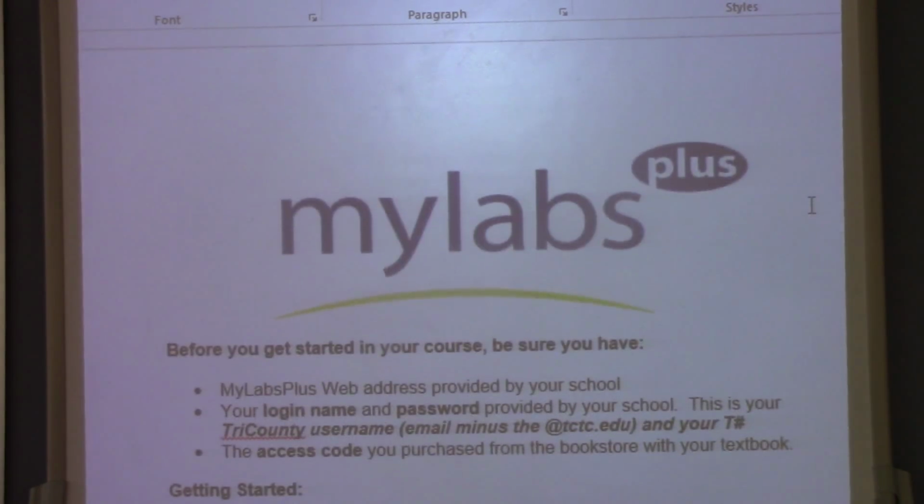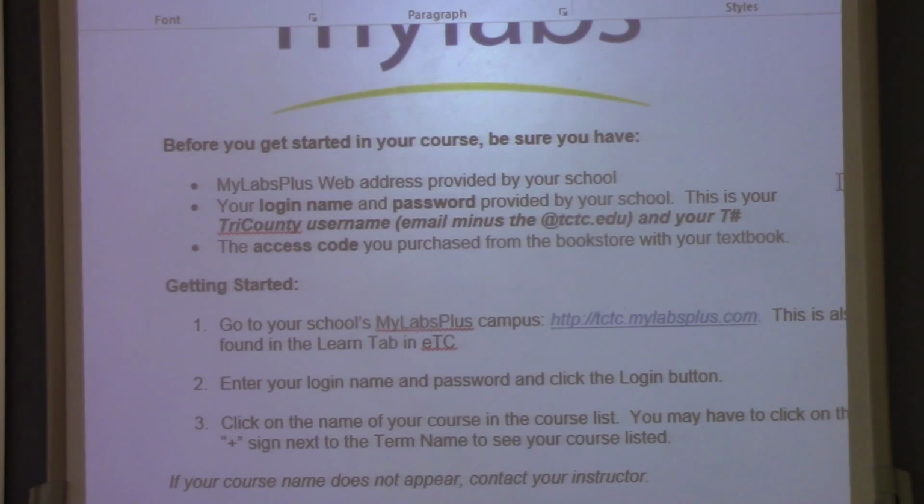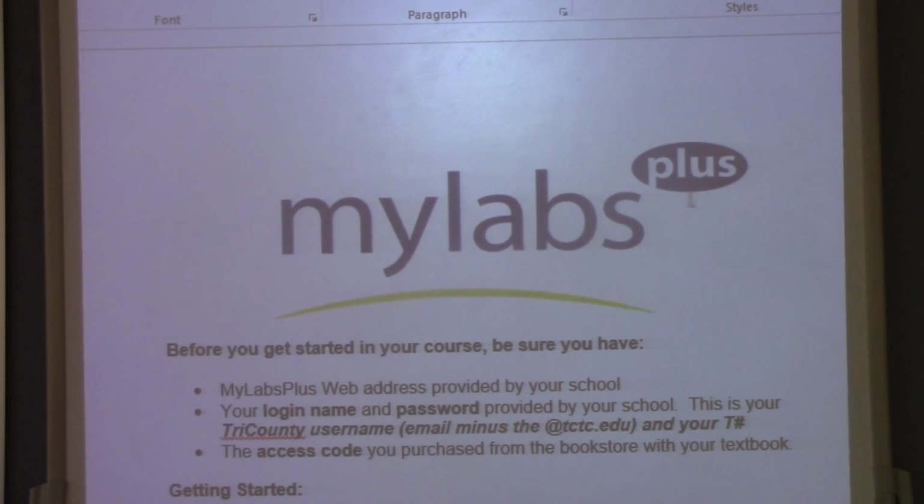So don't wait until 7.5 days. Go ahead and get logged on so you can get started, so you won't have the excuse. It'll save it. If you aren't able to pay for the access code by the 7th day, it's not going to erase everything. It's going to keep everything, and when you get the money to get the access code, it'll take off from where you left off.